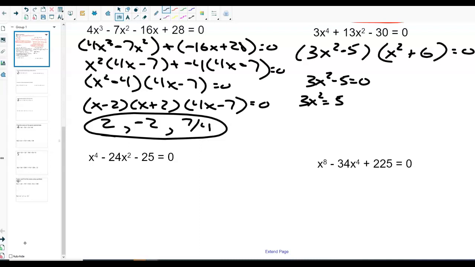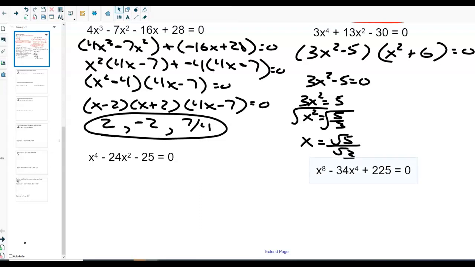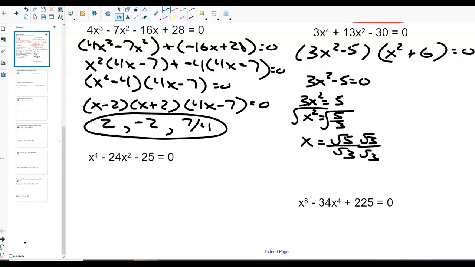This is the time you're going to want to write them out. X squared equals 5/3. We're taking the square root of both sides, so x equals the square root of 5 over the square root of 3. We always square root the top and bottom, and yes, you need to rationalize the denominator. So my answer here is going to be plus or minus root 15 over 3. Whenever you're taking the square root, solving for a variable, it's always going to be a plus or minus.